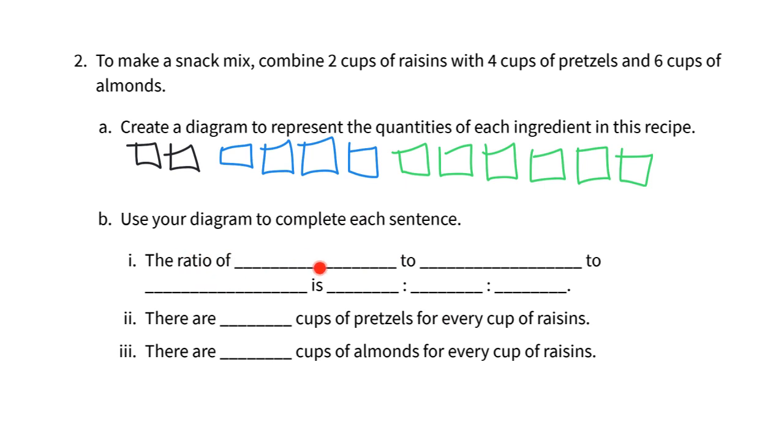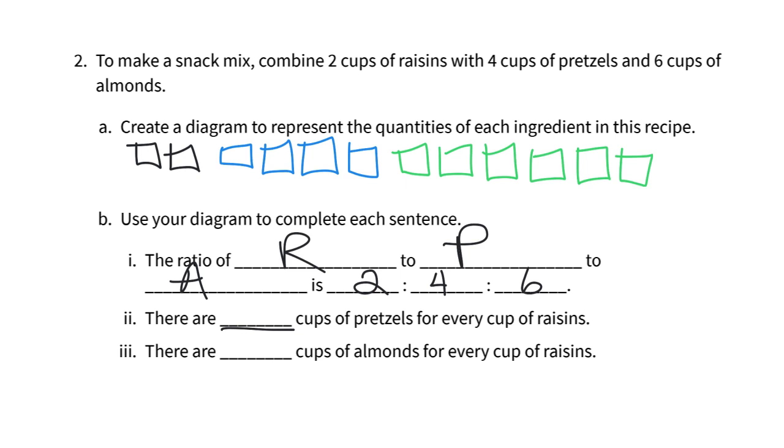So the ratio of, and then you, parents and teachers, get to tell the students that they get to choose their own problem. So if we want to do, let's say raisins to pretzels to almonds, then the ratio is 2 to 4 to 6. And then we have some unit ratio questions. There are blank cups of pretzels for every cup of raisins.